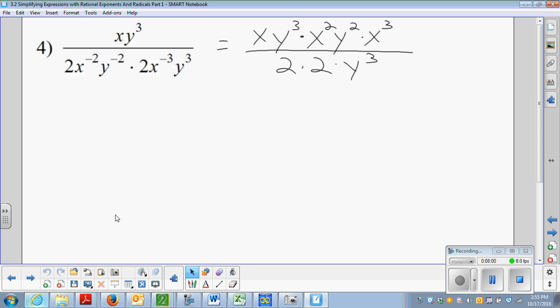Okay, now I want to simplify by multiplying. So that means I'm going to add all my exponents here. I have x to the 1, x squared, and x cubed. So that's 1 plus 2 plus 3, which is x to the 6. Also have a y cubed and a y squared. So that's 3 plus 2, which is y to the 5th. In the denominator, I'm going to multiply my 2 times 2 and get 4 and bring down my y cubed.